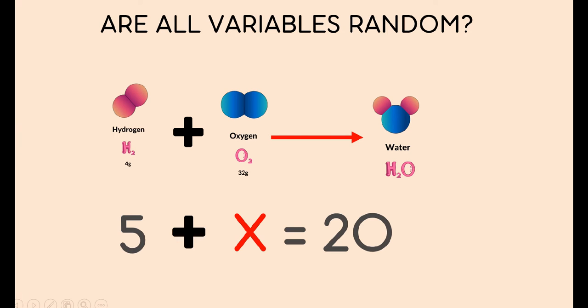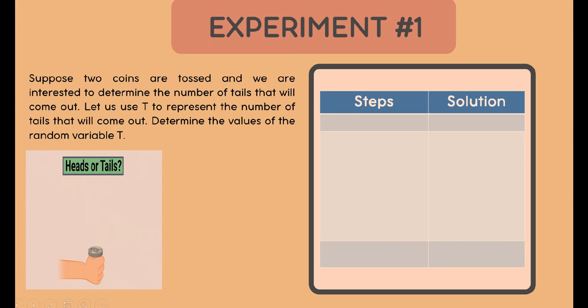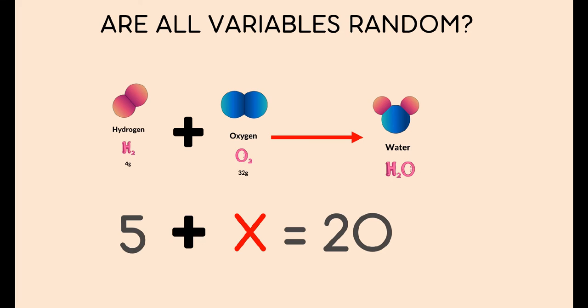Now consider the equation of plus x is equal to 20. What could be the possible value of x that will yield 20? Exactly. x is equal to 15. So notice that every experiment we conducted yields a single, or one, possible result.